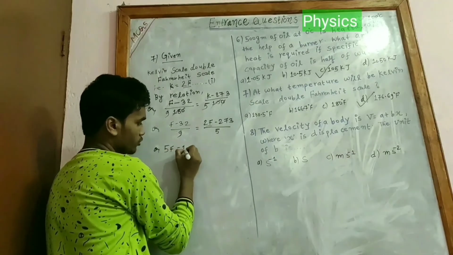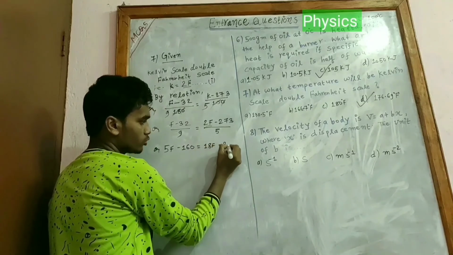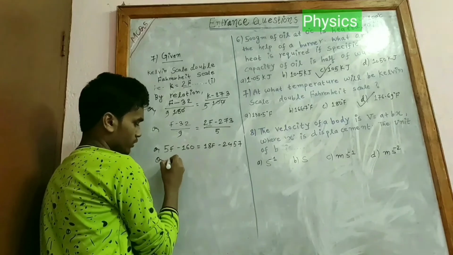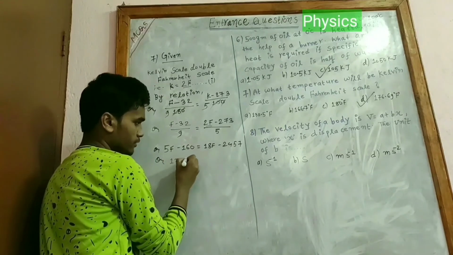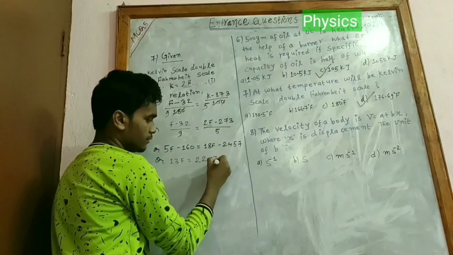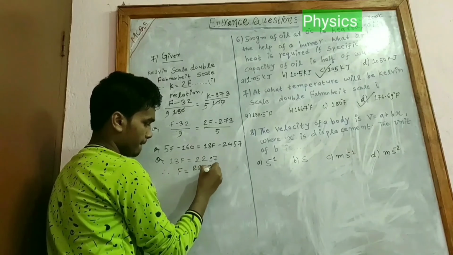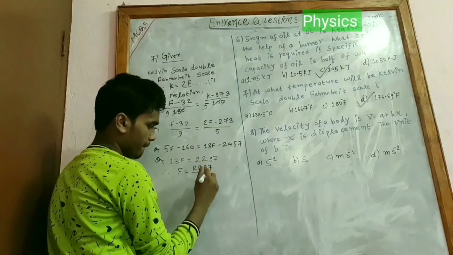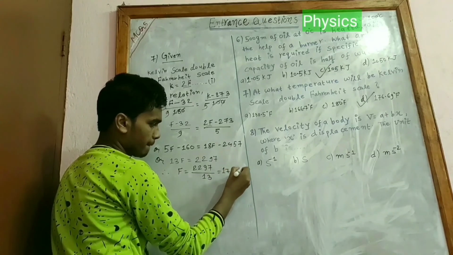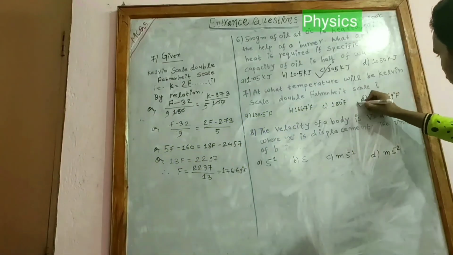5F minus 160 equals to 18F minus 2457, or 14 times F equals to 2297. Therefore option D is the answer.